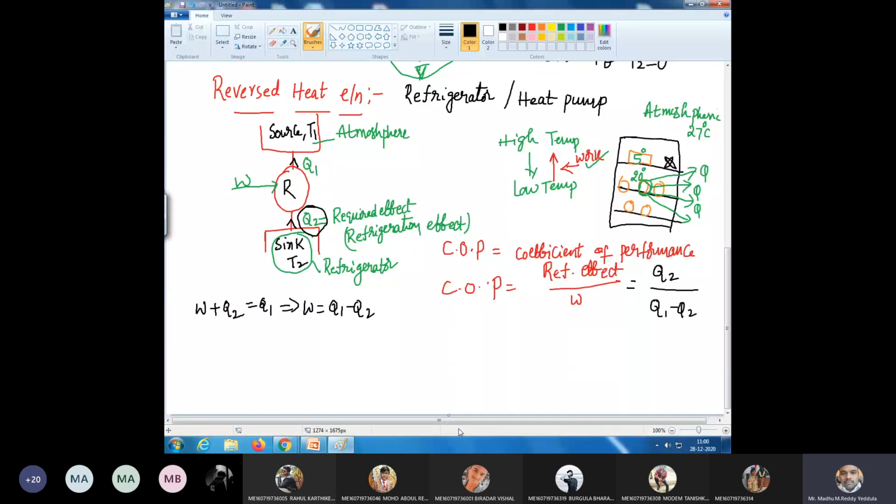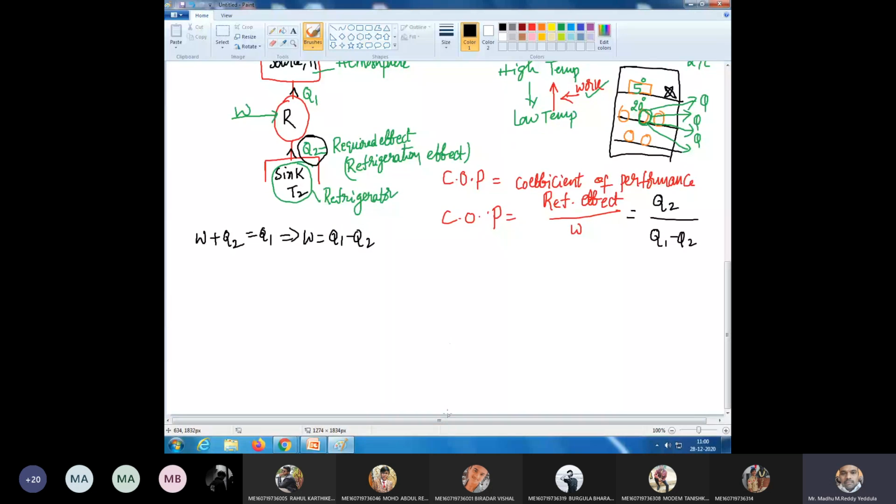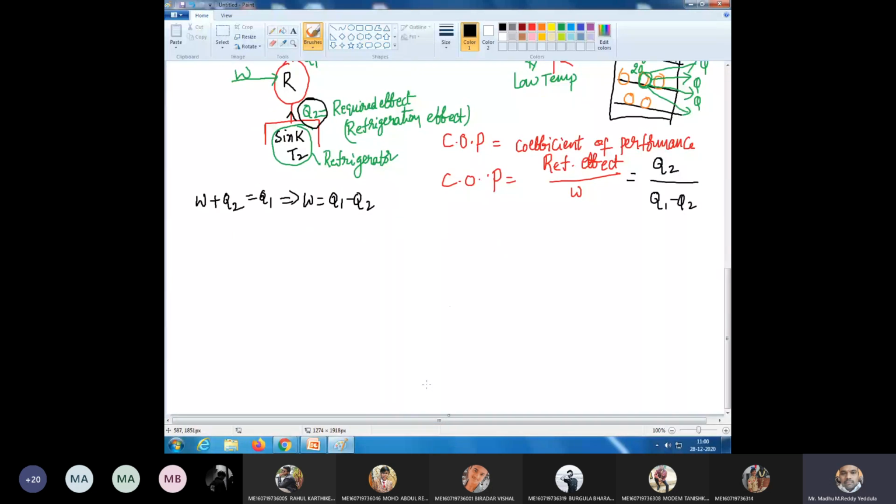And one more thing, we have the heat pump, that also works on the reverse heat engine, right? We use heat pumps in cold countries to keep the room warmer. Let us say this is the heat pump. It will extract heat from a body under lower temperature and supply it to a body under high temperature. This is my source at temperature T1 and the sink at temperature T2. This is a reverse operation, therefore the upward direction.